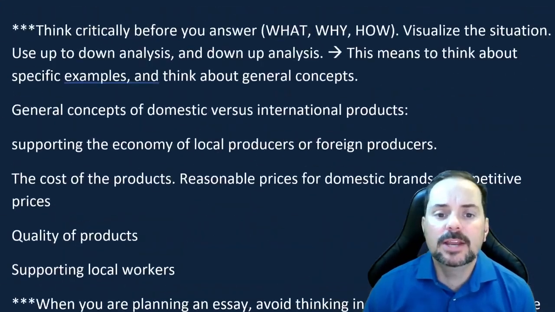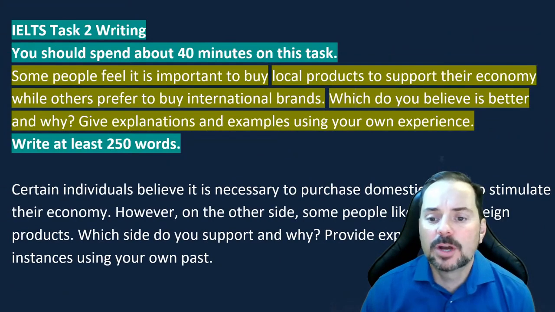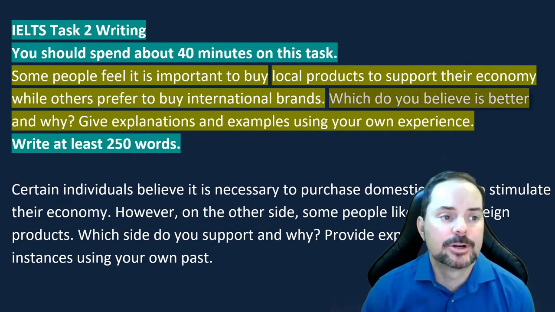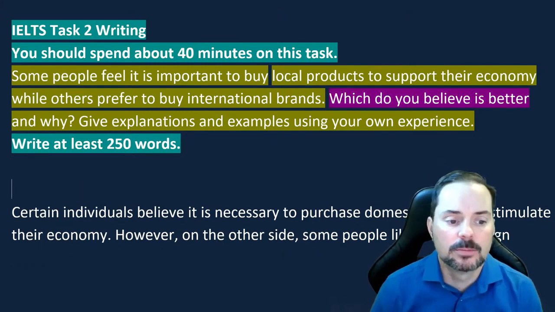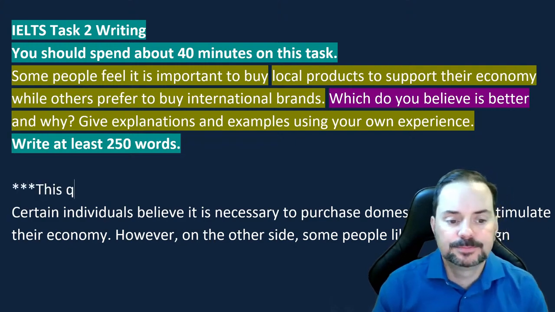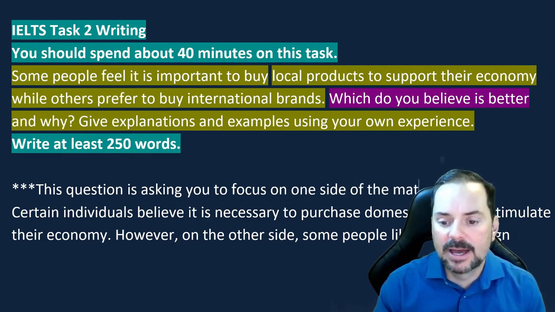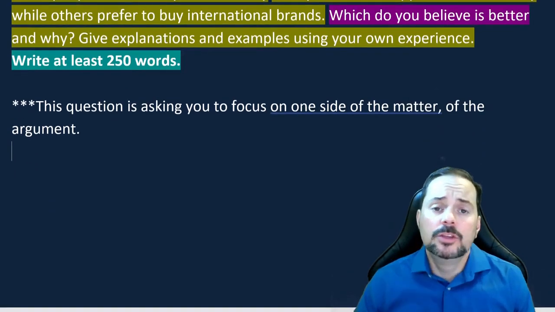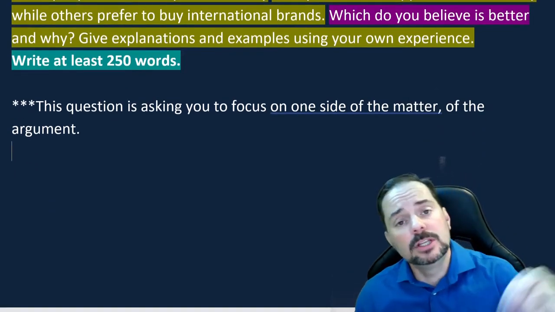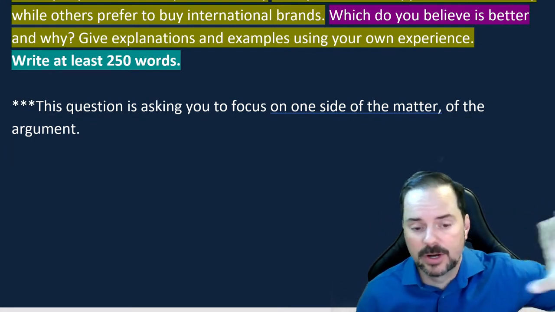Okay, so here we go back to the original question. All right. And the question is, which do you believe is better? So we focus on one side of this argument, okay? So this question is asking you to focus on one side of the matter, okay, of the argument. All right, so you can mention the other side as a comparison, but you need to focus on one side. So you don't need to write a whole paragraph about the side that you disagree with. All right, let me show you how to do this.